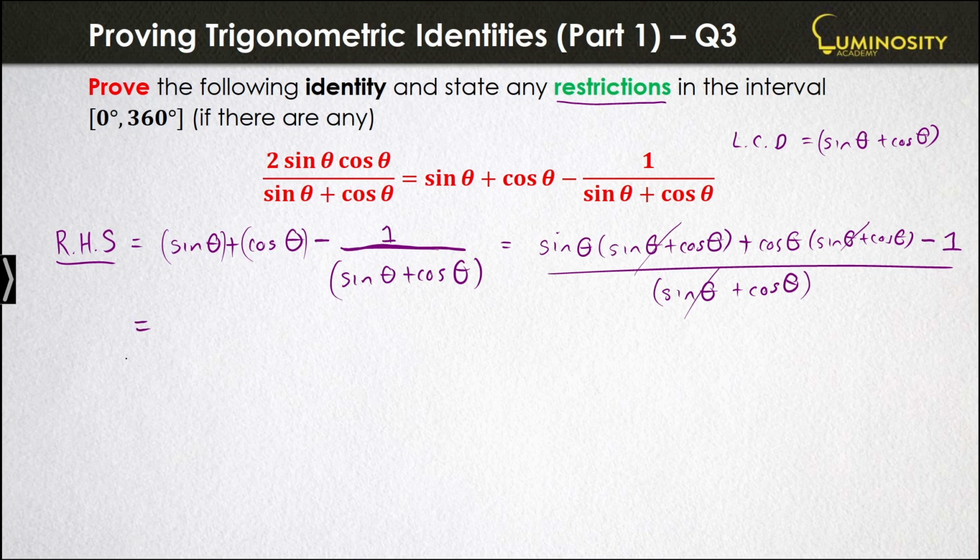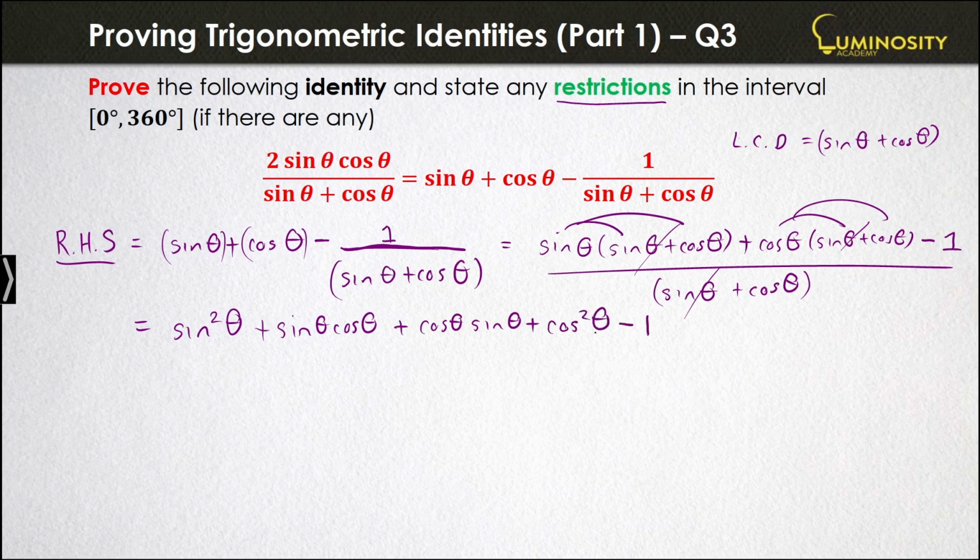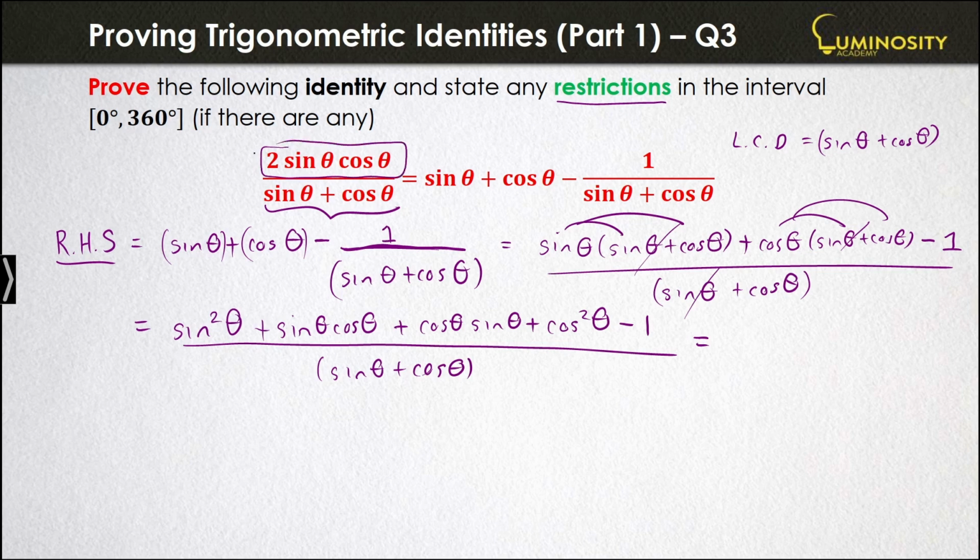Okay, so now what I'm going to do is expand the brackets out here. So sine times sine is sine squared theta, plus sine theta times cos theta. Okay, that's the first bracket expanded. Then plus cos theta times sine theta, plus cos theta times cos theta is cos squared theta, minus 1 all over sine theta plus cos theta. Okay, it's looking hopeful because now you can see we've got one fraction that looks like the left-hand side, sine theta plus cos theta in the denominator. But now I just need this expression left over algebraically.